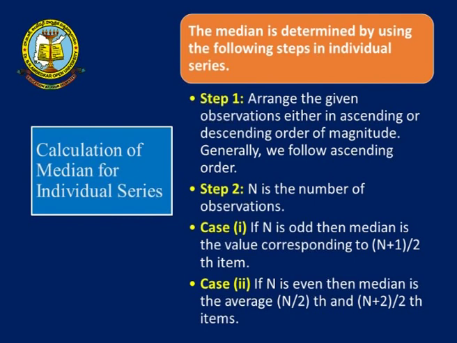If the given number of observations is odd, the (n+1)/2-th observation is the median. If the given number of observations is even, the median is the average of the n/2-th and the (n/2 + 1)-th observations. That is the process for an individual series.